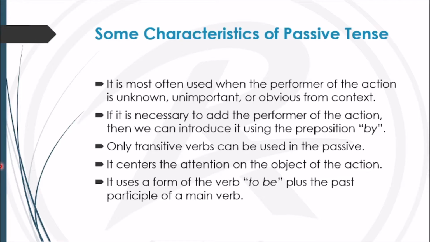Number 2, if it's necessary to add the performer of the action, then we can introduce it using the preposition by. Number 3, only transitive verbs can be used in the passive. Number 4, it centers the attention on the object of the action instead of the subject. And the last one, it uses a form of the verb to be plus the past participle of the main verb. Alright, let's go deeper on this topic.